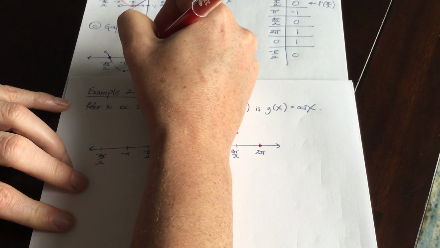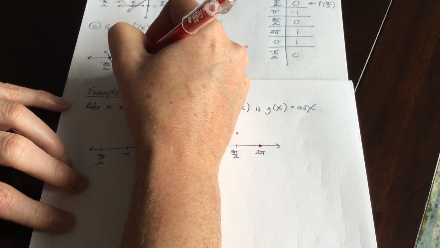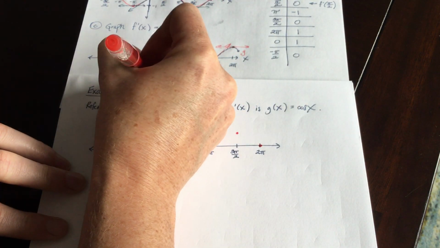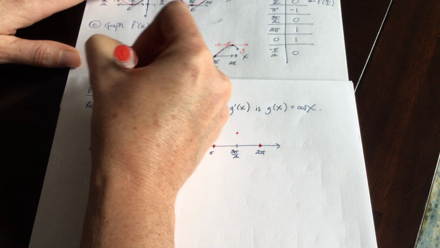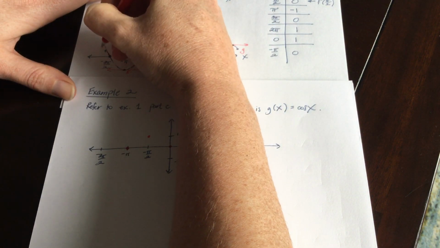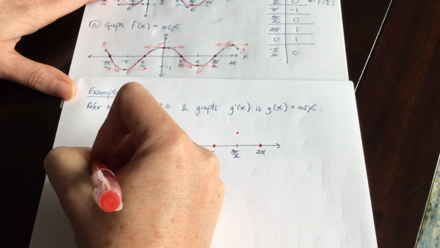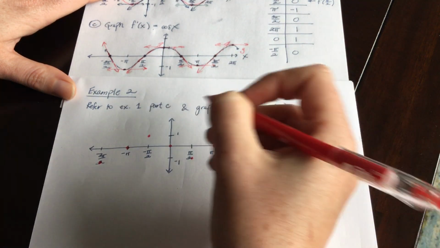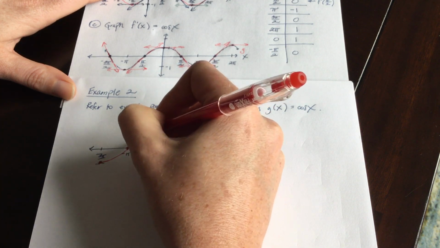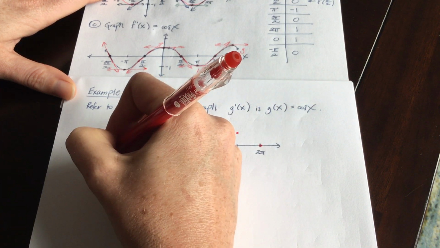G prime of -pi over 2 is 1. G prime of -pi is 0. G prime of -3 pi over 2 is -1. All right, my friends, let's fill it in and we'll see if this looks like the graph of what you were expecting.